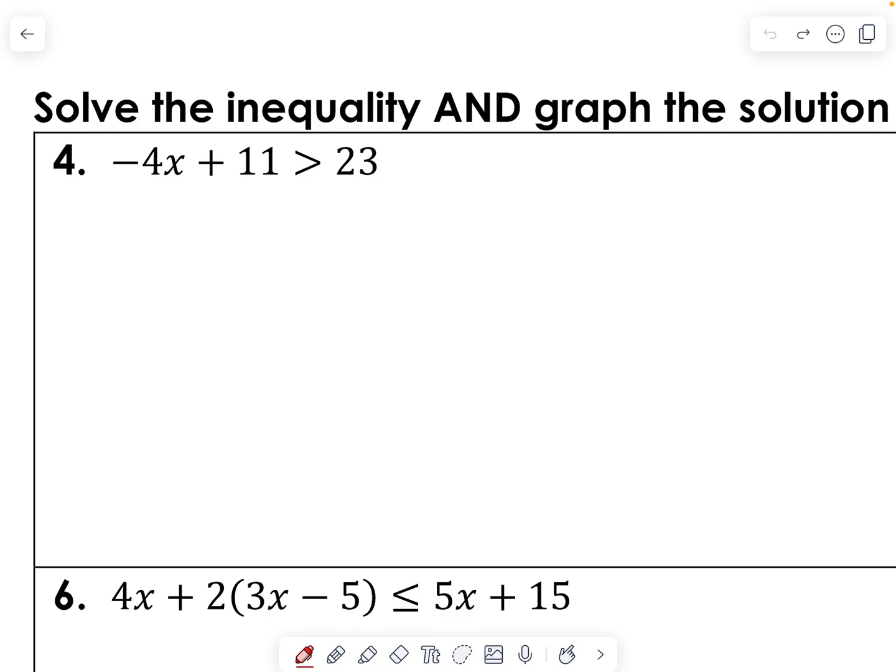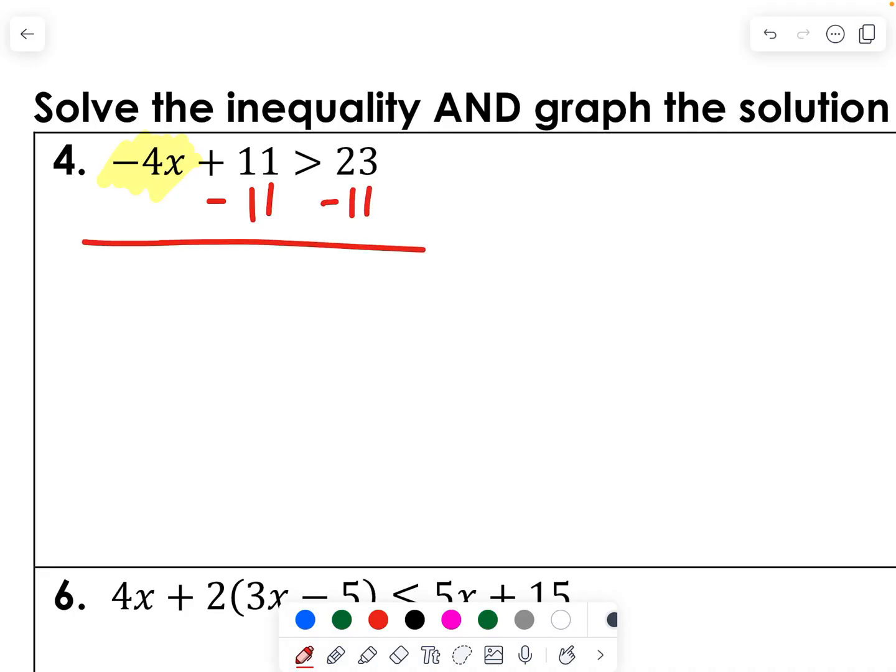I also have to worry about if I have a negative with the variable. So if I have a negative with the variable, as I do here, then I'll have to think about switching that inequality symbol. In this case, we would solve it just like a normal equation. I could say negative 4x is greater than 12. But here's what happens.